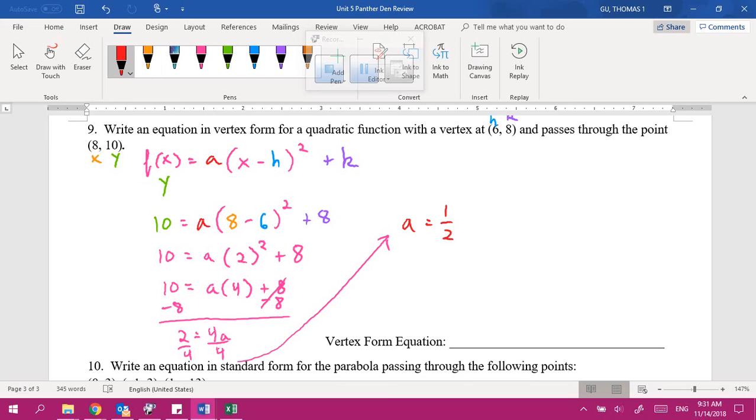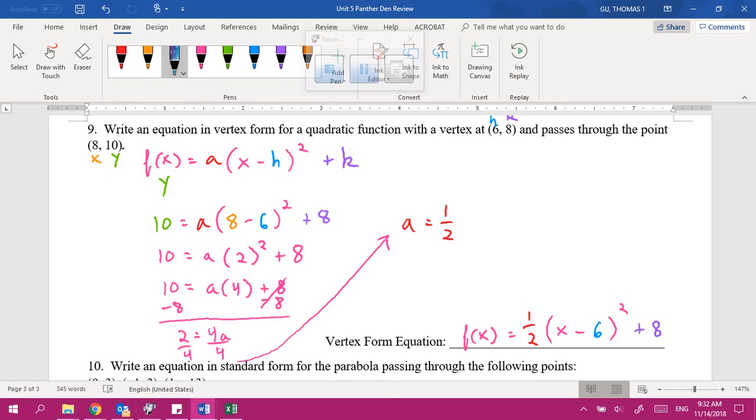So now you see you have a, right? Remember, vertex form, the only thing that you need to plug in is a and the h and the k, right? It's vertex form. You just plug in the vertex. So your final answer should be, what would it be? f of x equals 1/2 parentheses x, because we don't put in the point. That's just a random point. But you do need to put in the vertex. x minus 6 squared plus 8. That's right. And this is the answer.